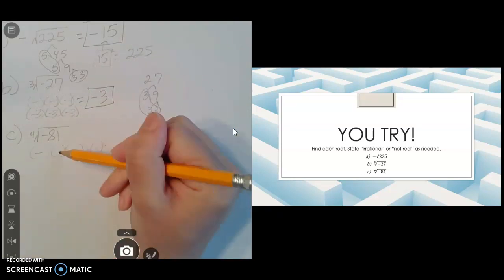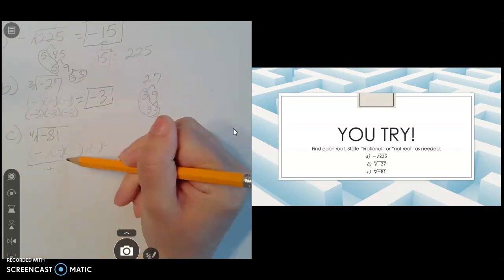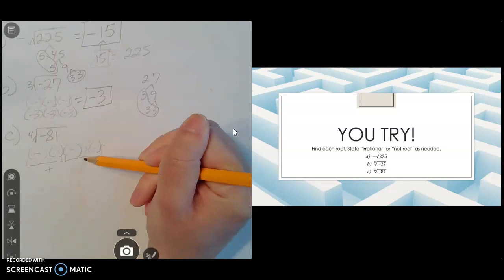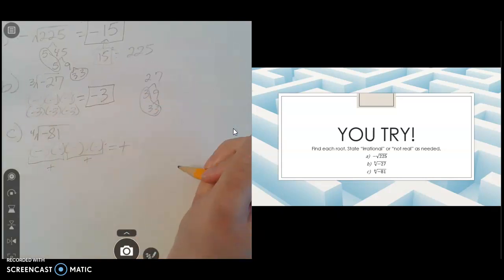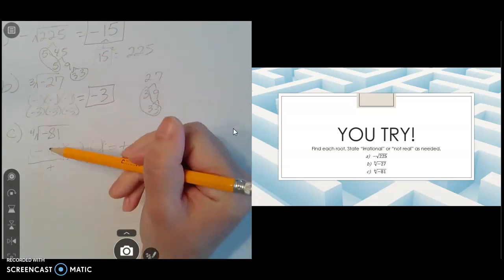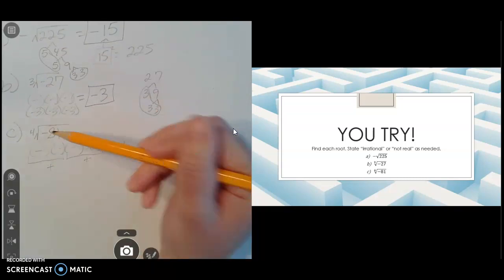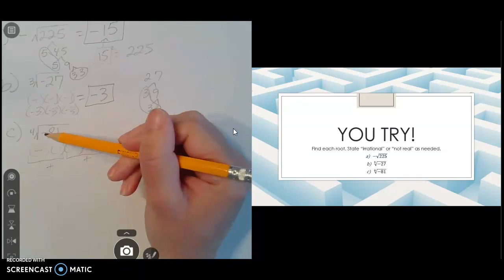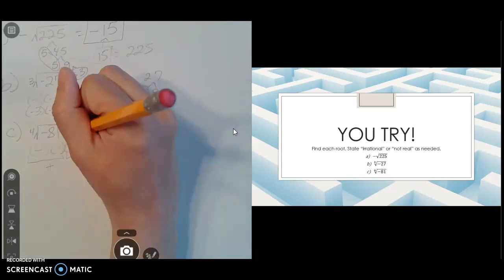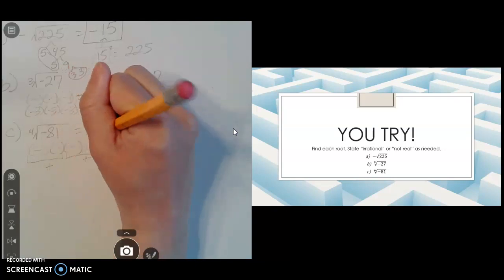So if you have a negative times a negative, that gives you a positive. Another negative times another negative gives you a positive. And a positive times a positive gives you a positive answer. So no matter how hard I try, I'm not going to get a negative 81. I could get a positive 81, but not a negative with a fourth root, with an even root like that. So this one is not real.